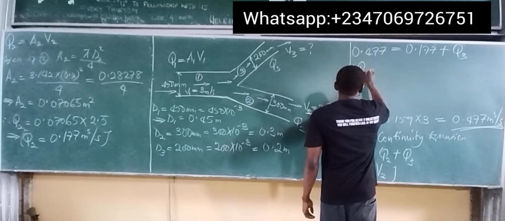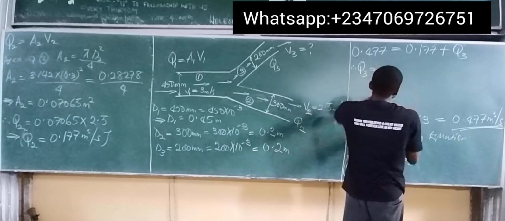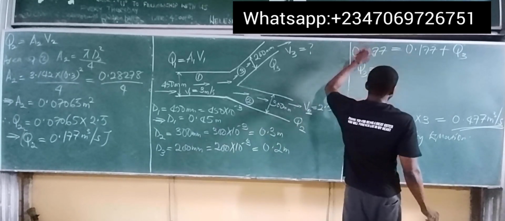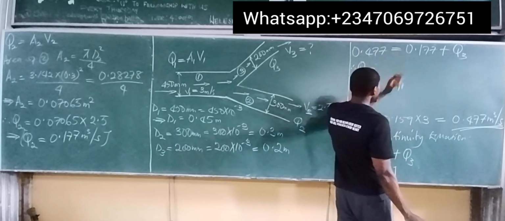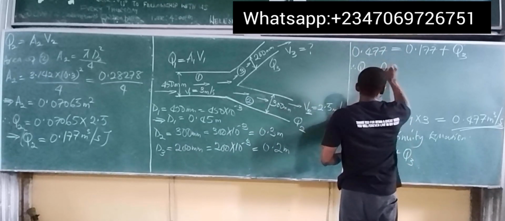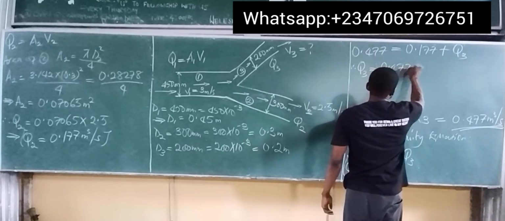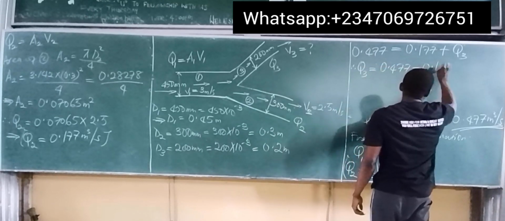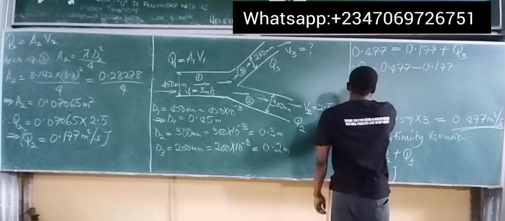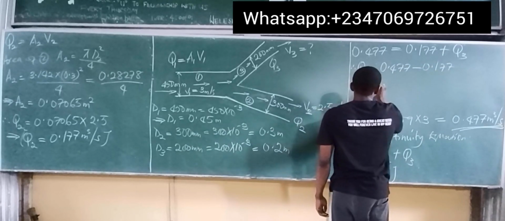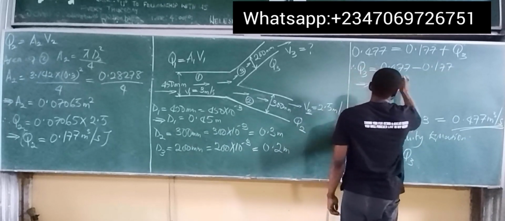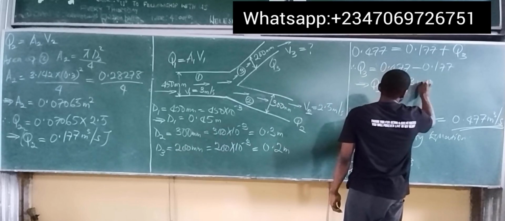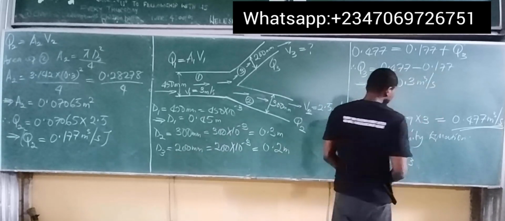Therefore, the flow rate in pipe 3 is simply equal to, sending 0.177 over here, the positive sign crosses and becomes negative. So it becomes 0.477 minus 0.177. This simply implies that discharge through pipe 3 is equal to 0.3 meter cube per second.